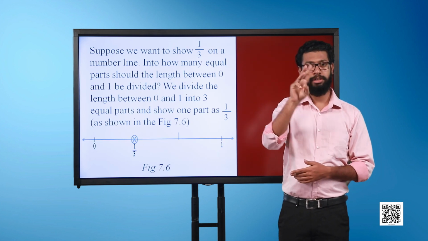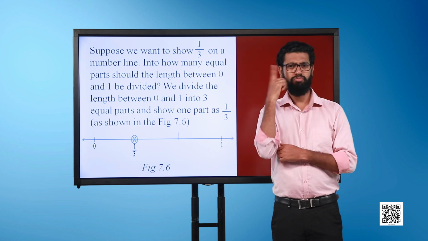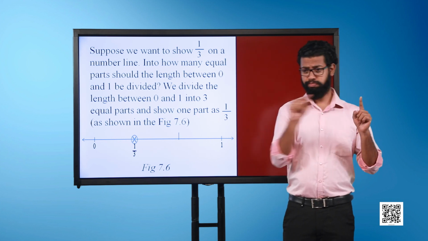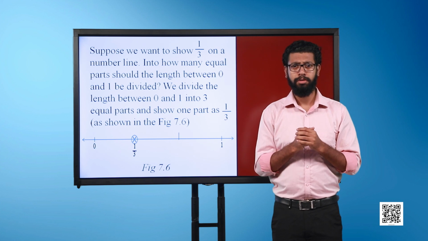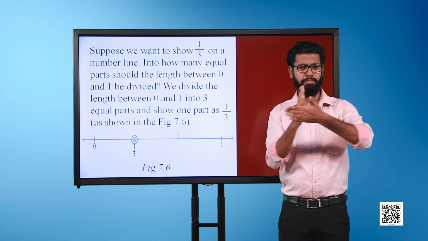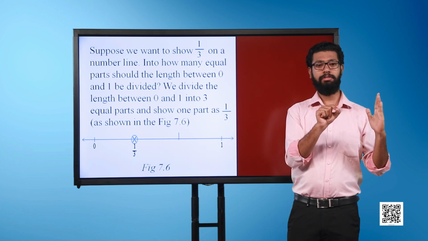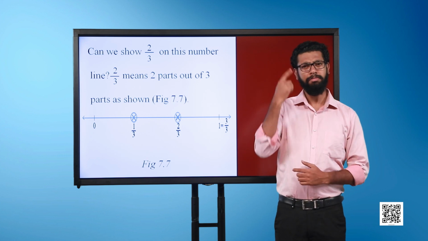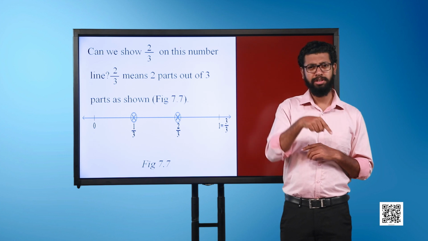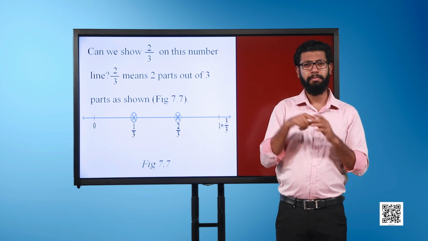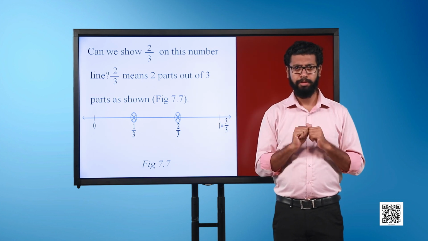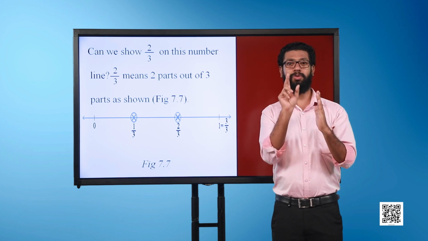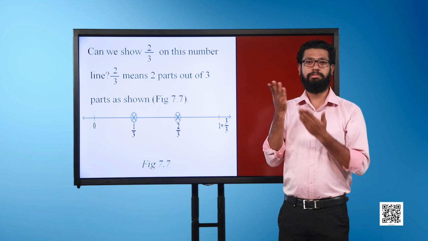Page 137. Suppose we want to show 1/3 on a number line. Into how many equal parts should the length between 0 and 1 be divided? We divide the length between 0 and 1 into 3 equal parts and show one part as 1/3. As shown in figure 7.6. Can we show 2/3 on this number line? Two-third means 2 parts out of 3 parts. As shown, figure 7.7.